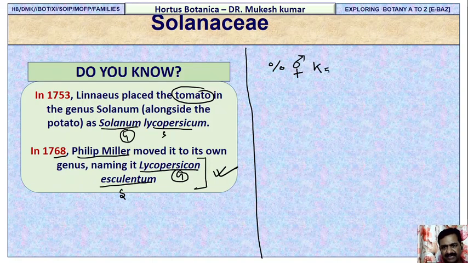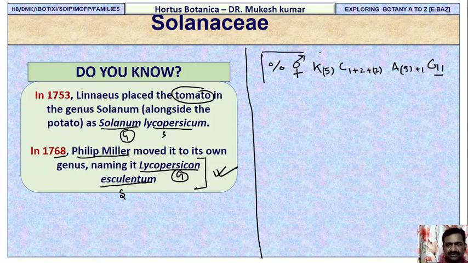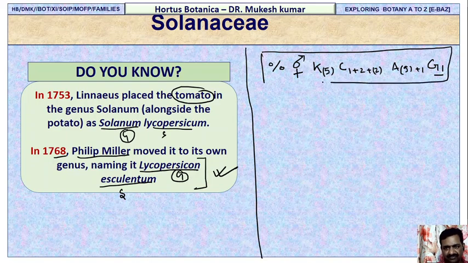Then calyx we have 5 and fused, pentamerous. Corolla we have 1 plus 2 plus 2 and fused. Androecium we have 9 under bracket, then plus 1. Outer whorl, inner whorl, outer whorl 9 and fused, inner whorl single 1. Gynoecium we have 1 and superior. Right? So this, my child, is your floral formula.